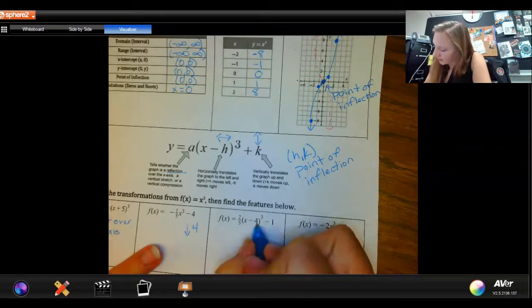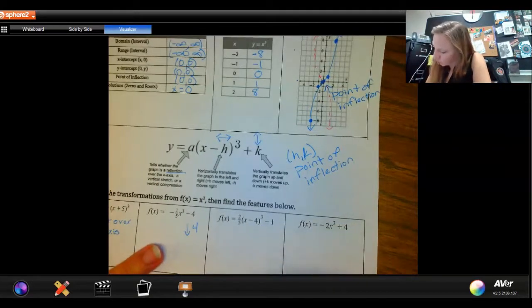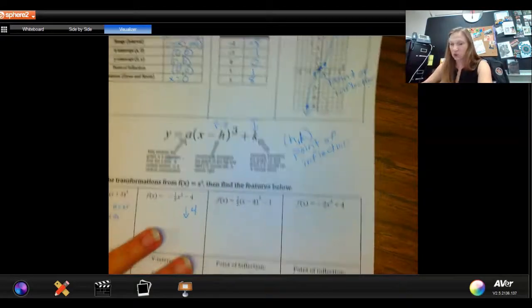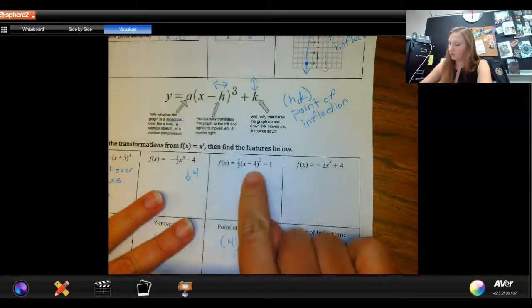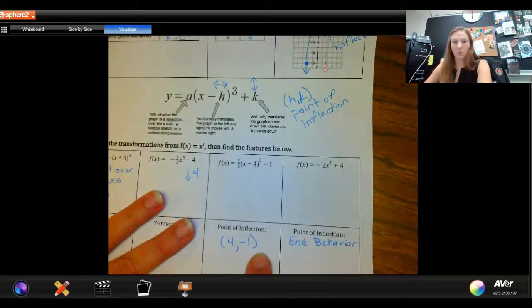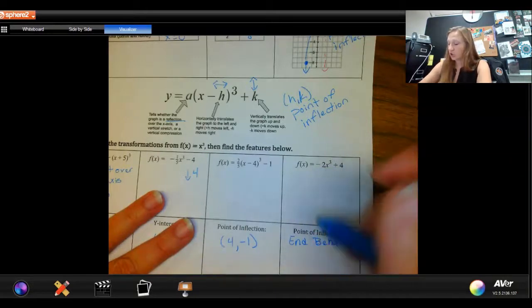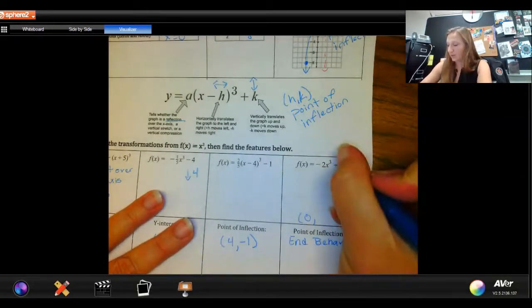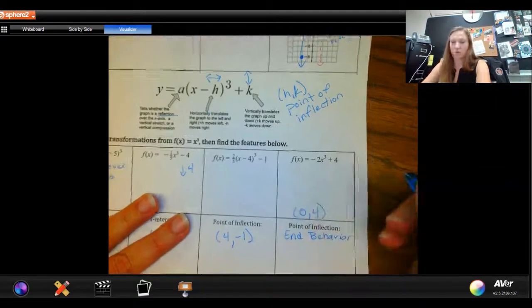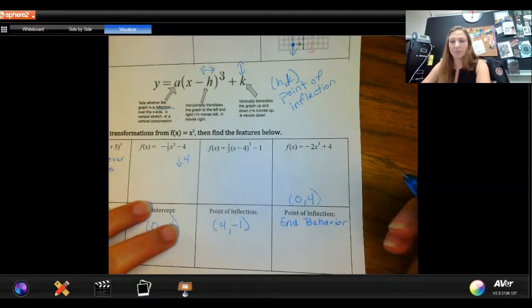So this point of inflection is going to be 4, -1. Remember, we always change the sign of the h when we write it out. So the point of inflection should be at 4, -1. So I can always just look at the equation like this point of inflection. Notice there's no h, so my point of inflection is going to be 0, +4. Because there's no h, I can assume a 0.